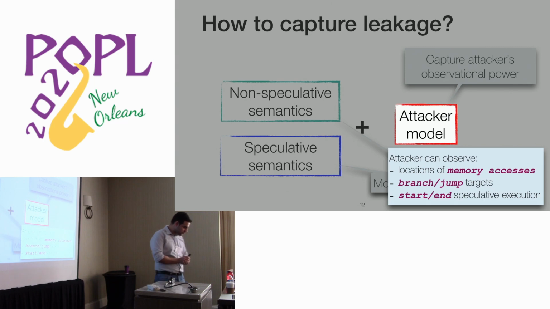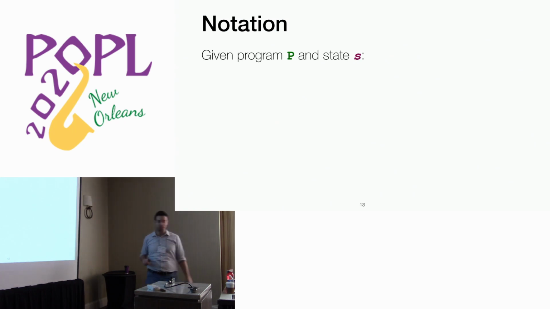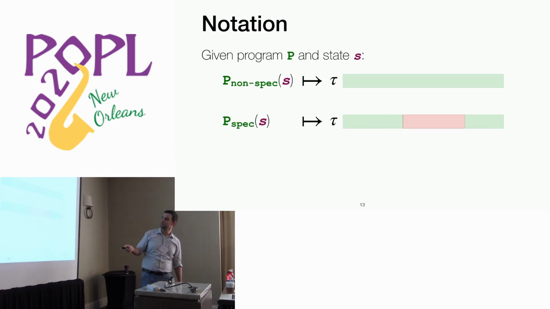Okay, so before moving on to what it means to be secure against Spectre attacks, I need to use some notation and give you a few pieces of information about our semantics. Given a program P and a state S, I'm going to write P non-spec of S to denote the trace of observations that our attacker can see when executing the program, starting from the state S under the non-speculative semantics. And I'm going to use P-spec of S for the trace associated with the speculative semantics.